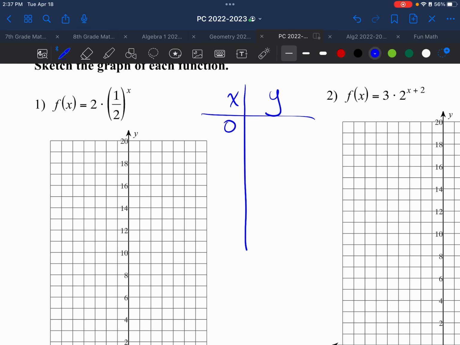So if I make it 0, then the output is going to be 2 times 1/2 to the power of 0. And anything to the power of 0 is going to be 1. 2 times 1 is 2, so the output here is going to be 2.